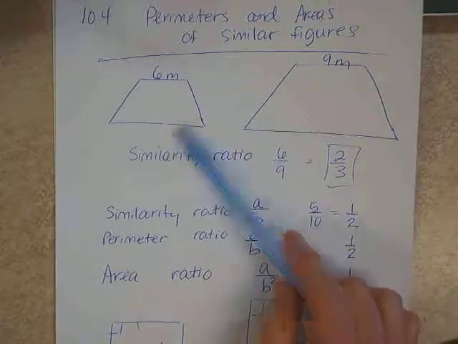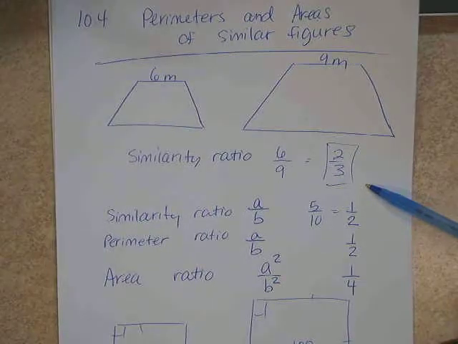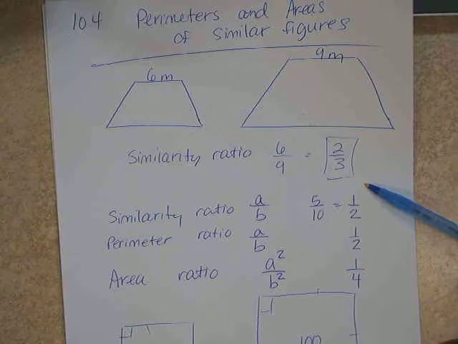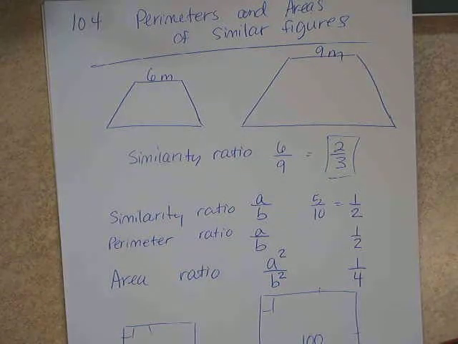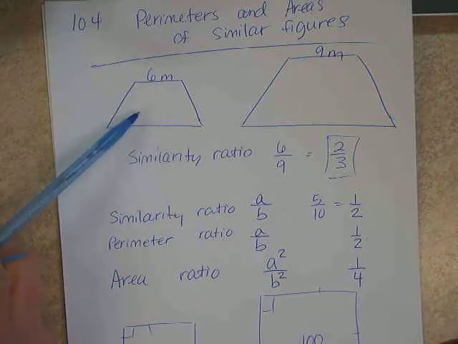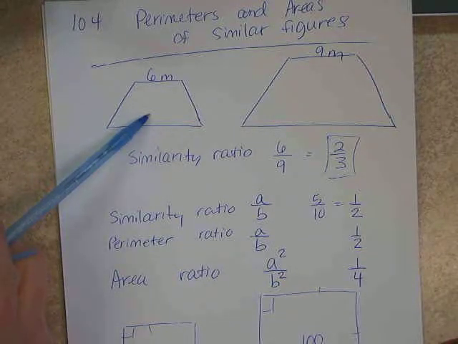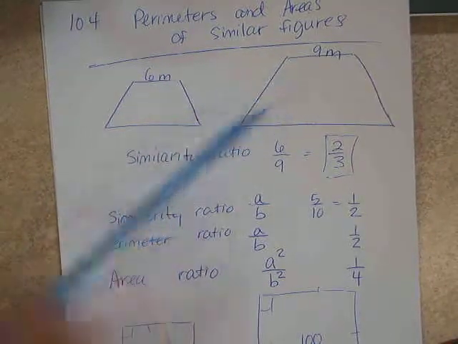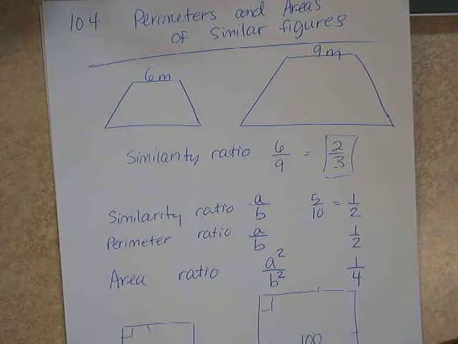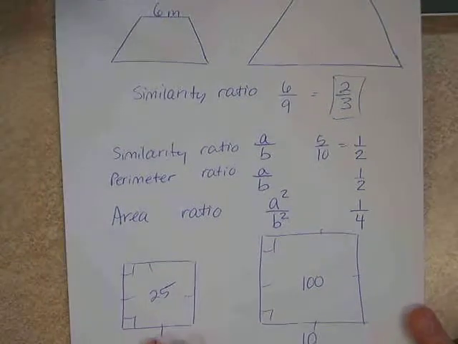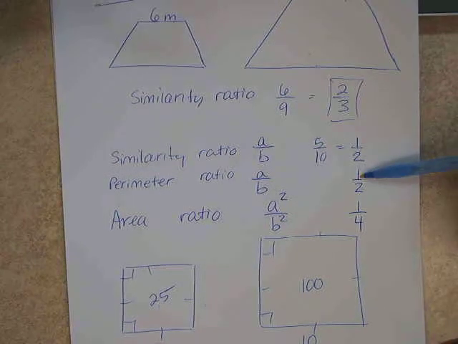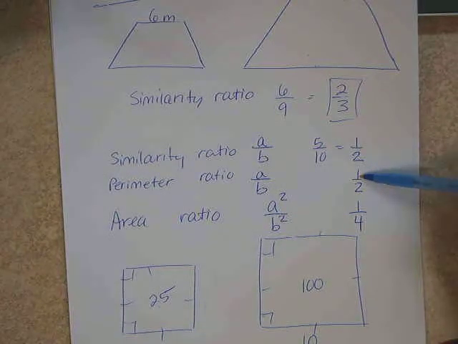So if I went back up here and I wanted the area ratio, I wouldn't have to find the area of these figures to know that the area ratio should be 4/9, right? Now if we know the area ratio, then we can also go on to say, well, if the area of this is 100, I can set up a proportion and find the area of that, knowing that the ratio should be 4:9.